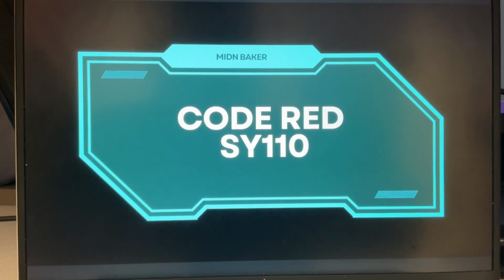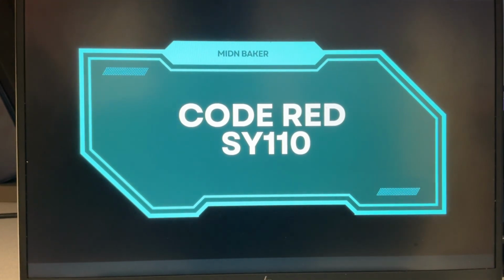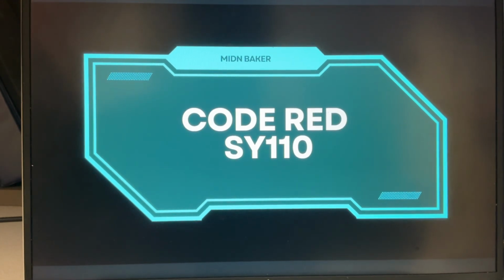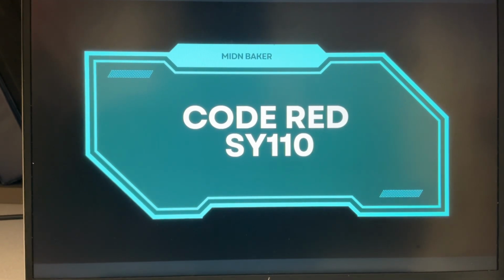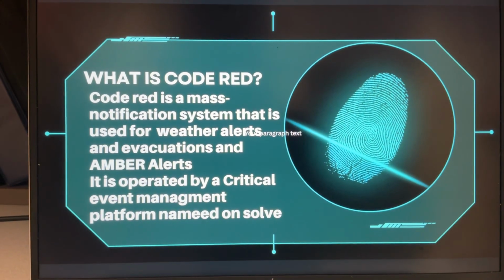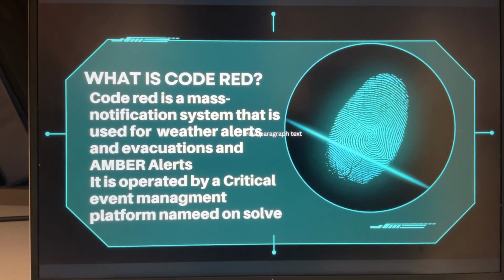Good evening. Today I'm going to be breaking down my Cyber SY110 project on the Code Red cybersecurity breach that took place in November of 2025. So first off, I'm going to start with what is Code Red.